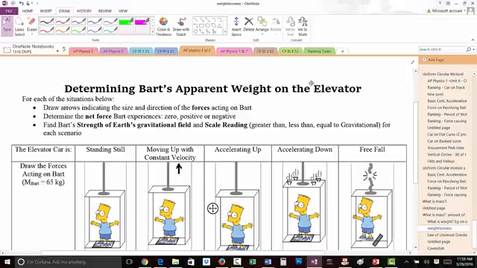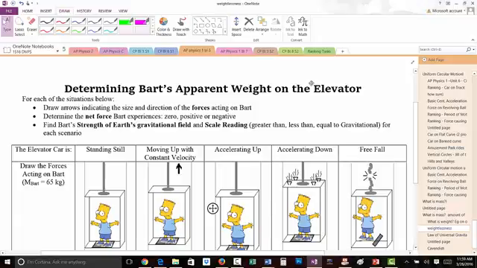The game here is determining Bart's apparent weight. So Bart Simpson is going on a ride in a glass elevator, so we can see him. Hi Bart, there he is. And he just happens to be standing on a bathroom scale. Because why not? If you ever have an opportunity to stand on a bathroom scale in an elevator, very interesting. Strongly recommend it. Carry that bathroom scale in your bag. It'll be really interesting.